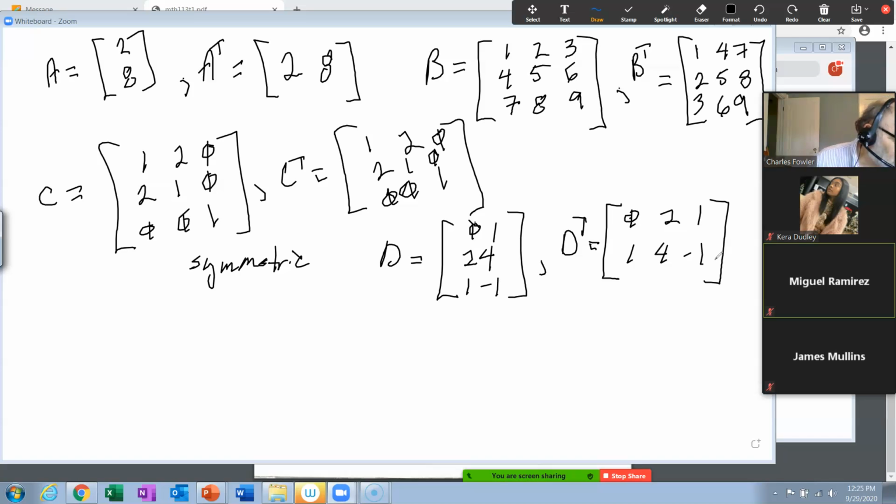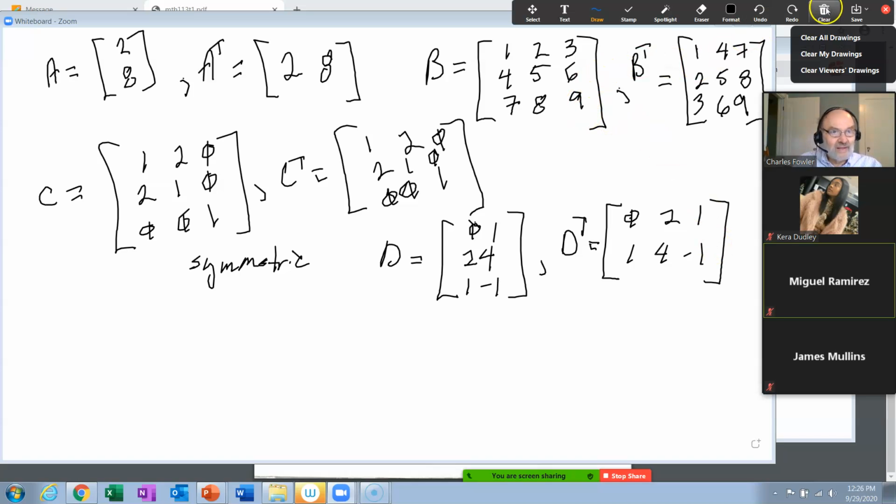Let's see how the book did. They got D transpose right. They got C transpose right. They got B transpose right. And they got A transpose right. Good for them. Now, we're studying properties of matrix operations. Transpose of a matrix is a matrix operation. What are some of its properties?